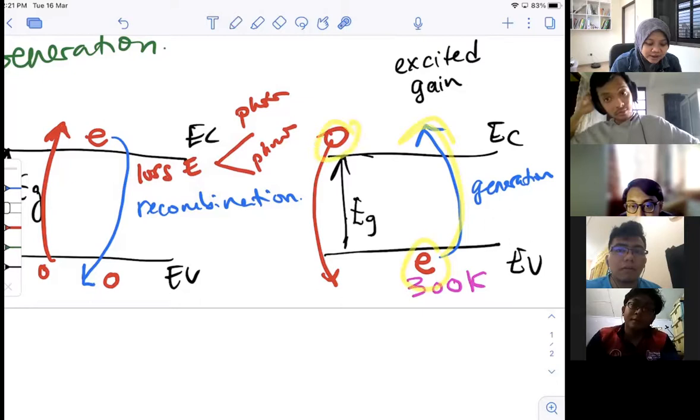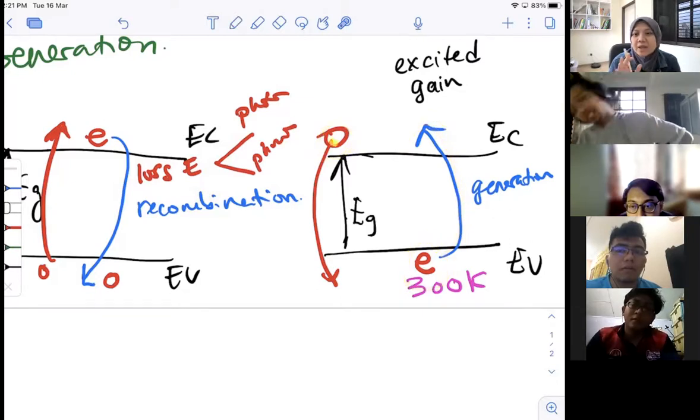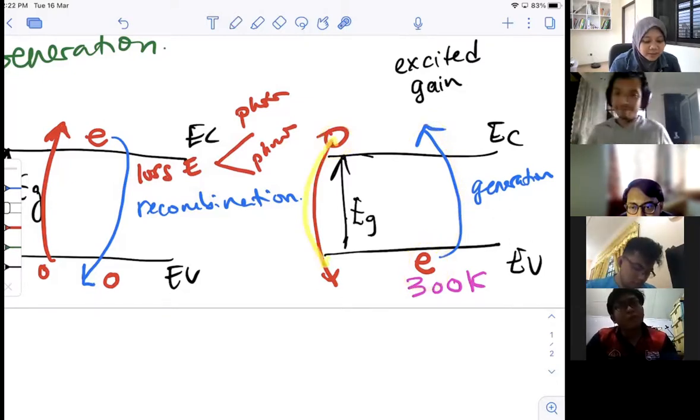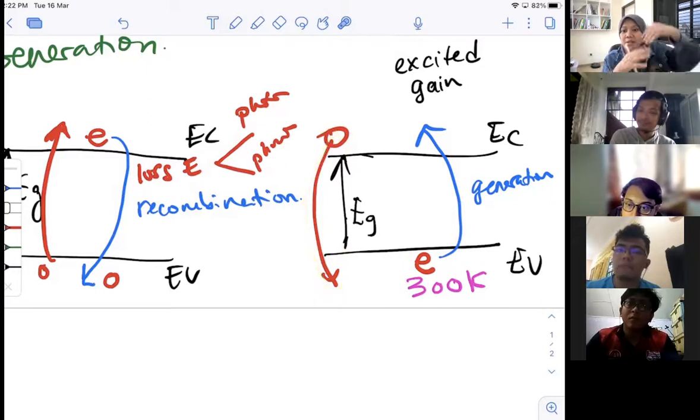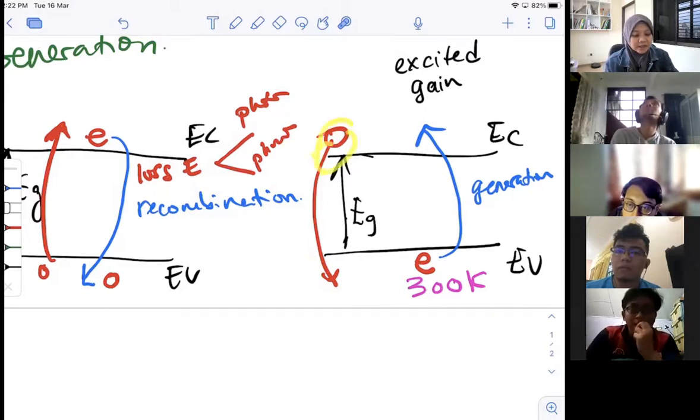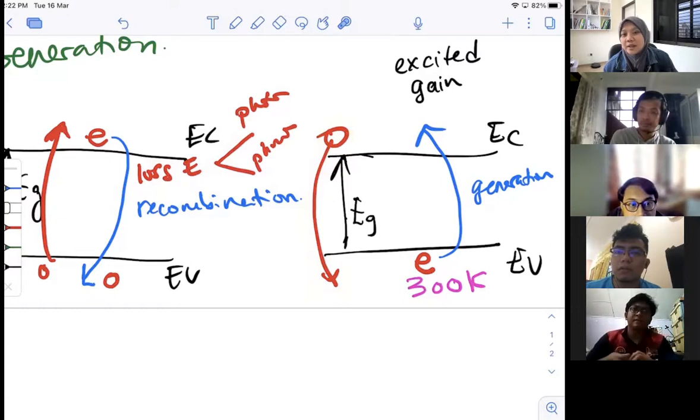The hole is actually, dalam term yang negatif, dia sebenarnya gain energy juga, tapi dalam bentuk yang negatif. Sebab tu biasanya kita tak nak cerita pasal hole sebab dia confusing. Dia gain energy tapi on the negative side, so nampak macam dia turun. Basically kita tak nak confuse. We'll talk about electron, but both electron and hole will be excited.